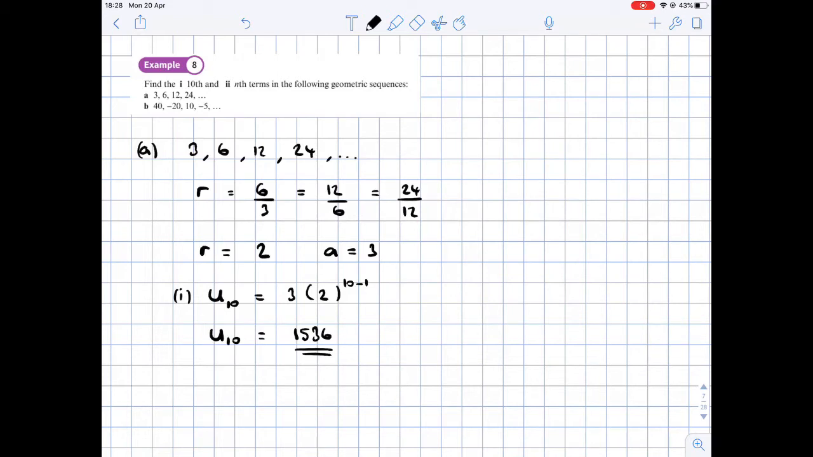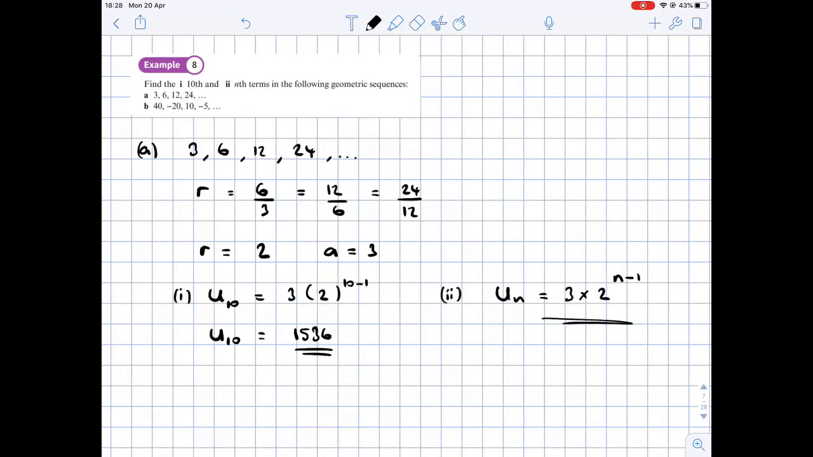What we'll notice here, we actually at the same time have found the nth term, because we know that the nth term is equal to the first term, which is 3, times the common ratio, which is 2, to the power of n minus 1. So we've found both.